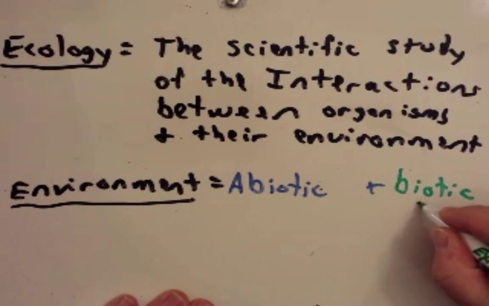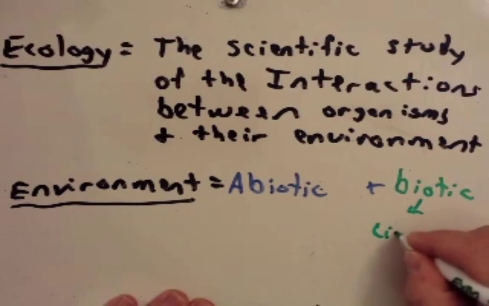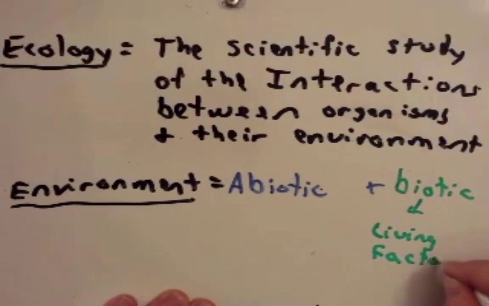Biotic, as you might be able to guess, includes the living factors. These could be the animals, it could be the plants, anything that's alive. It can talk about the predator and prey relationships. It can talk about parasites. It can talk about competition within the living organisms.